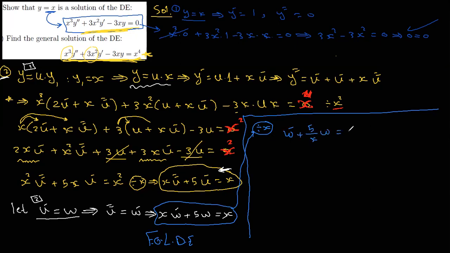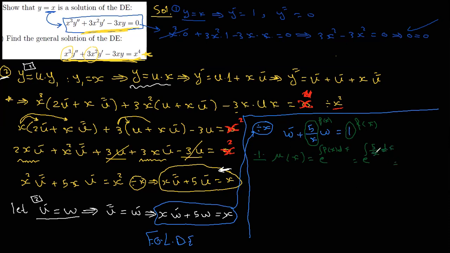Equal 1. Now to solve this equation as a first order linear, this is your p(x), and this is your f(x). First step, I need to find the mu. Mu of x equals, do you remember the rule? It is e to the power of the integral of p(x) dx. So it is e to the integral of 5 over x dx.